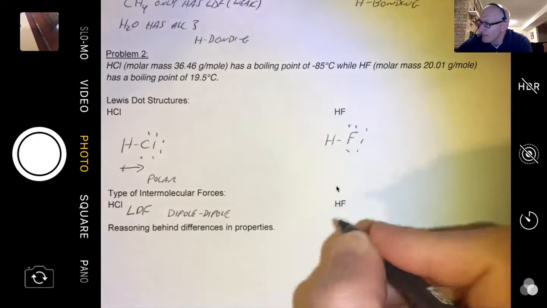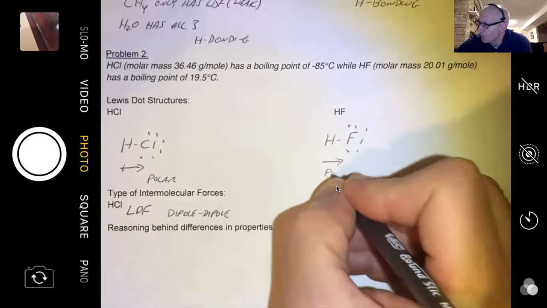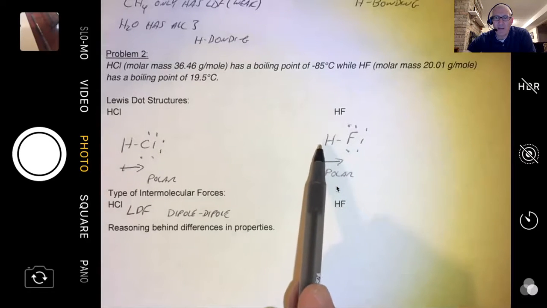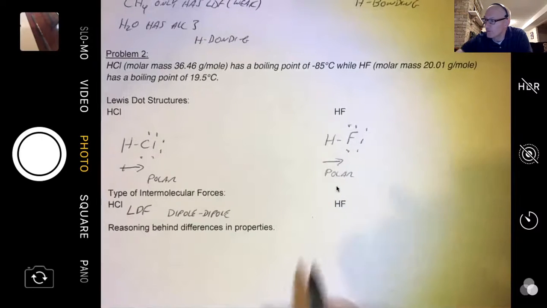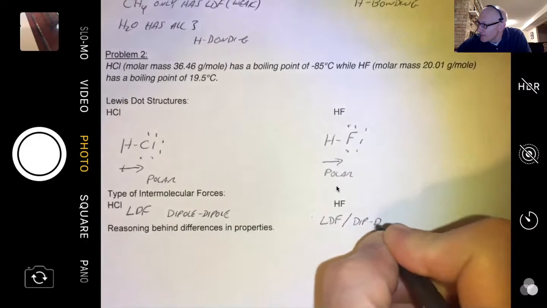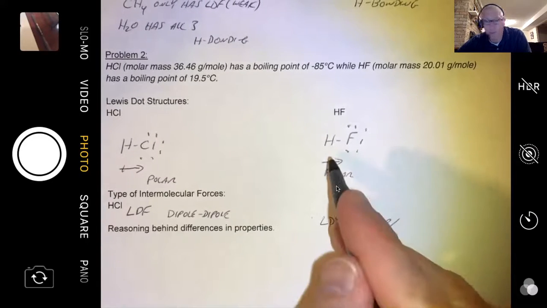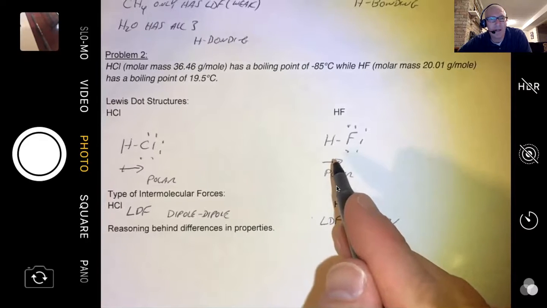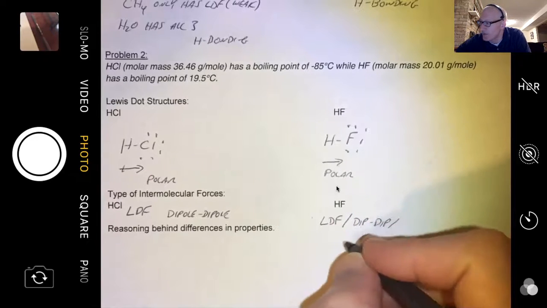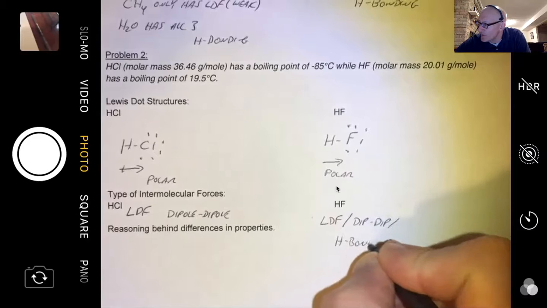HF is going to have a very polar molecule because fluorine is one of the most electronegative elements that we have. In fact, it is the most electronegative element on the periodic table. So the electrons are drawn very much towards the fluorine, leaving this side very positive, this side very negative. And so in terms of intermolecular forces, you've got London dispersion forces. You've got, and I'm just going to abbreviate, dipole, and this one is hydrogen bonding because it is bonded to one of our big three, fluorine, oxygen, or nitrogen, the three biggest electronegativity elements on the periodic table.